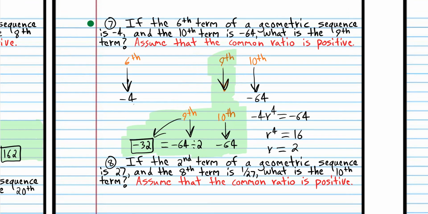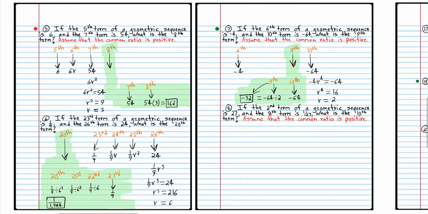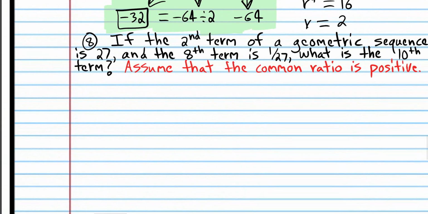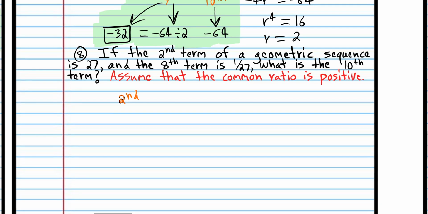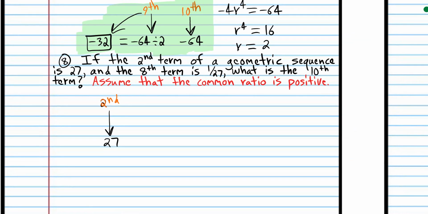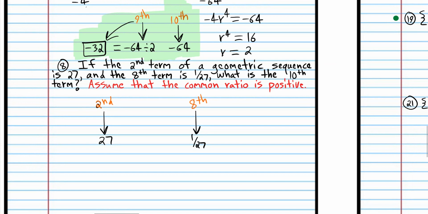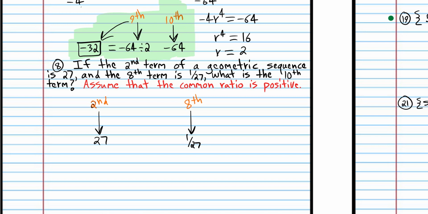Alright, so if you got that one right, good job. Go ahead and try number 8, and when you come back, we'll do it together. Okay, we're back. So we're told that the 2nd term is 27, and the 8th term is 1/27. And we're looking for the 10th term.